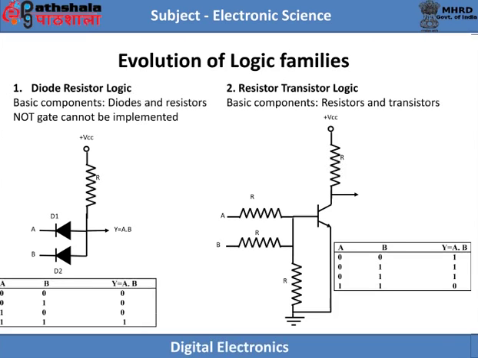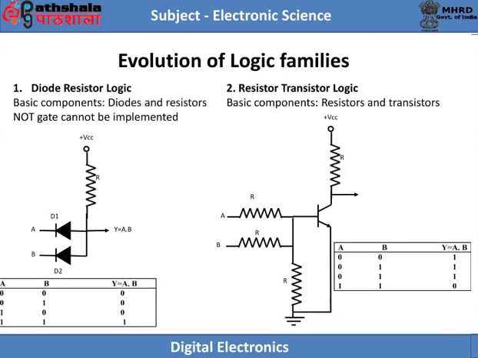Evolution of logic families. As mentioned in the earlier sessions, logic families are fabricated using basic components like resistors, diodes, transistors and MOSFETs. Let us consider the basic logic circuits used in earlier logic families consisting of only diodes and transistors. Let us start with the basic logic family, that is DL, diode logic family, as shown in the figure.